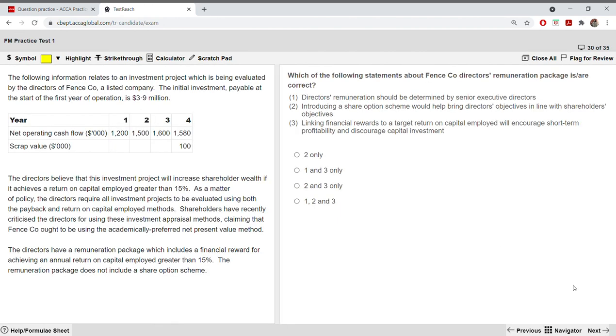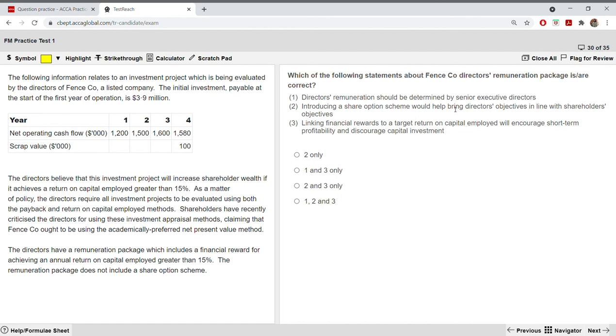Next, which of the following statements about Fence's director's remuneration package is correct? This is about the remuneration package. Okay, make sure that you know what a remuneration package consists of, what are the benefits of having a good remuneration package, what are the disadvantages of having a bad one, and how it links to the company's objective and all those things.